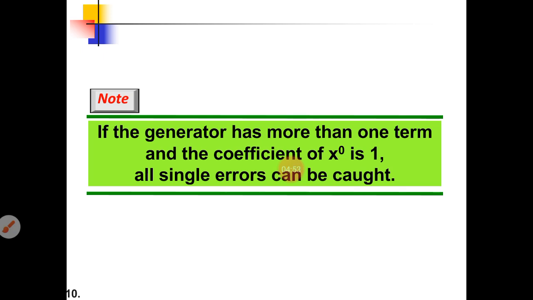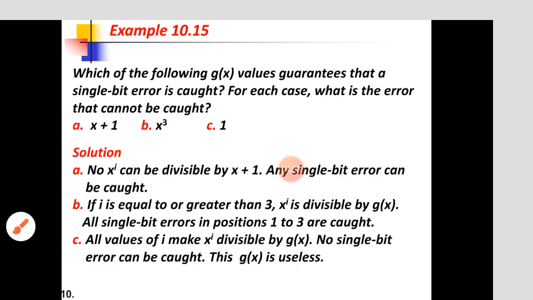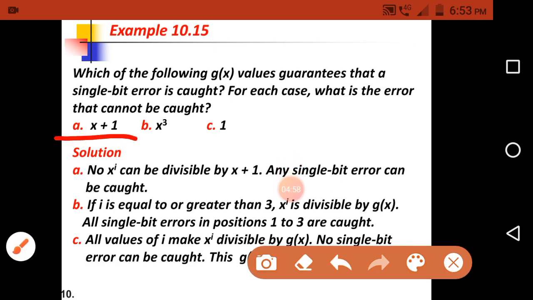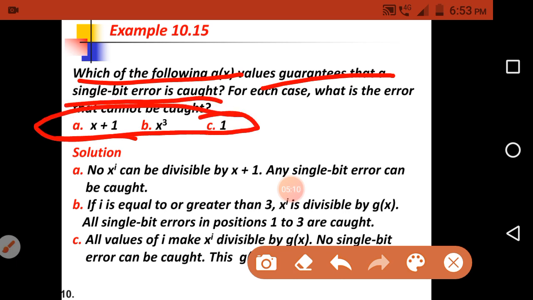Okay, and it must contain at least two terms. Here is an example they have given: which of the following g(x) values guarantees that it will detect the single bit error? They have given the generator here, meaning they have given the divisor here. Which divisor guarantees that it will detect the error? I already told you what type of generator we need to use for a single bit error.